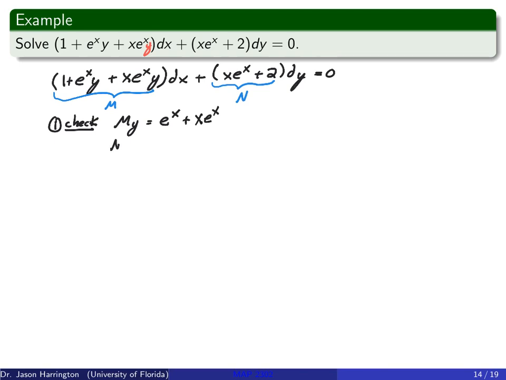Now let's check the second guy. For this, I'm going to have to use the product rule. So I'm going to have the first times the derivative of the second, which is just e to the x, plus the second times the derivative of the first, which is 1. And those two are in fact the same.